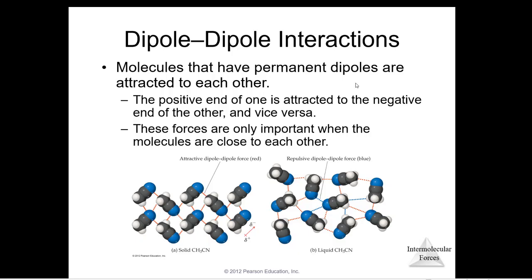So we just talked about London dispersion, where the dipoles can show up and then they go away, and then they show up and they go away. But in a dipole-dipole, it actually stays, and it's a permanent one. Those don't move around. Okay, so when does that happen? So the positive end of one is attracted to the negative end of the other.